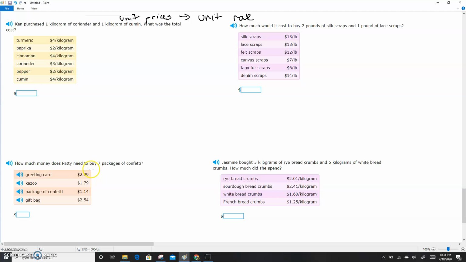It says, how much money does Patty need to buy 7 packages of confetti? Well, let's take a look at our price list here. And we see a package of confetti costs $1.14. So it's $1.14 per 1 package of confetti. But we want 7. So she's going to pay this unit price 7 times. We're going to multiply this just like we would any fraction, 7 over 1, and so we get 7 times 1.14.